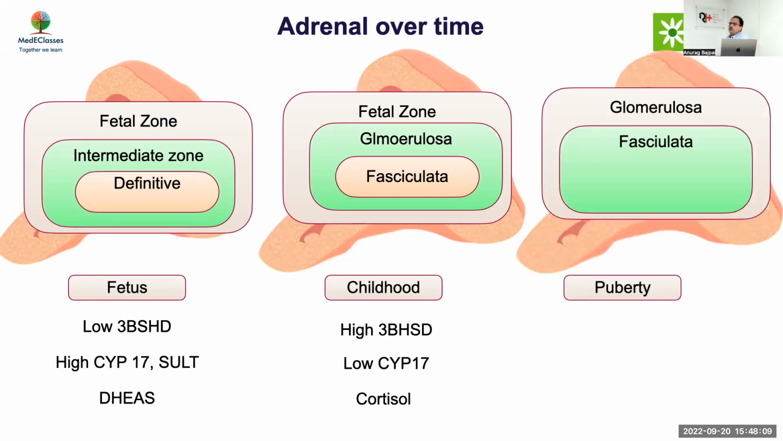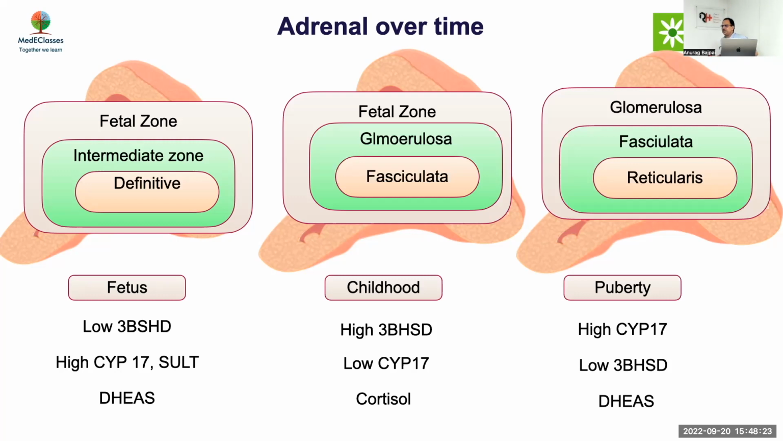Now, once you enter puberty, there is a bigger increase in zona fasciculata. And in that scenario, you will also have reticularis which will come in, and you will have more electron donors. So you will have hydroxylase and lyase activity both, and you will have a production of DHEAS. So the age-specific expression: the fetal adrenal predominantly produces DHEAS, the childhood adrenal mainly produces cortisol, and the adult adrenal produces both cortisol and DHEAS with a minor production of aldosterone, depending upon the relative sizes of the different zones.